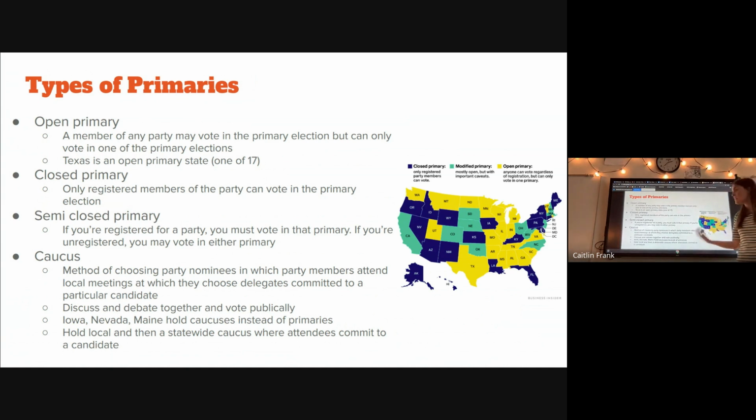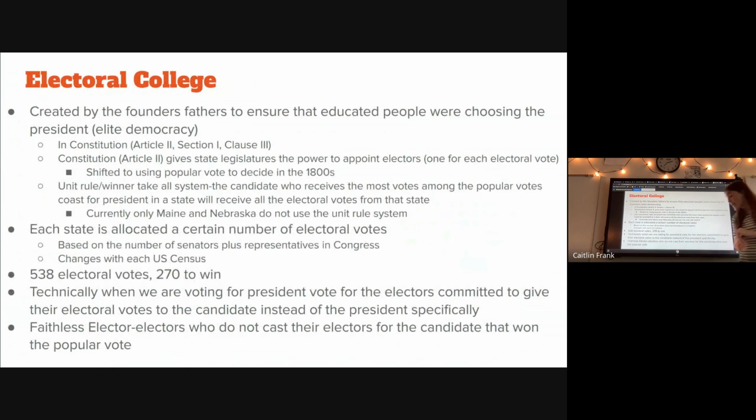But then once they've gotten all of the primaries and caucuses across the country, they hold a national convention and they pick the candidate for each party that will run in the election in November. Then in the election in November, we decide who's president based on the Electoral College.